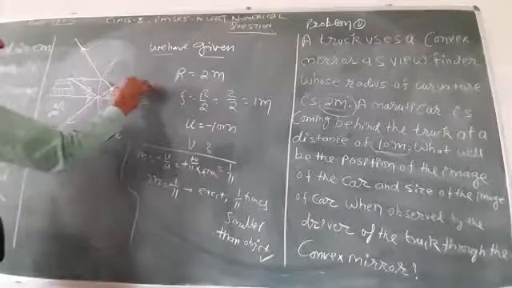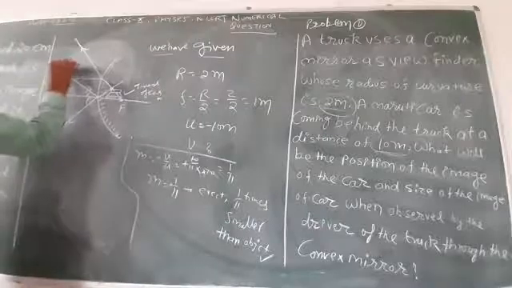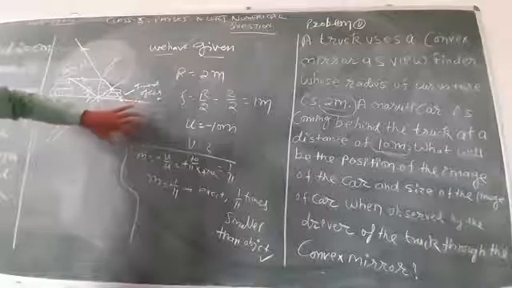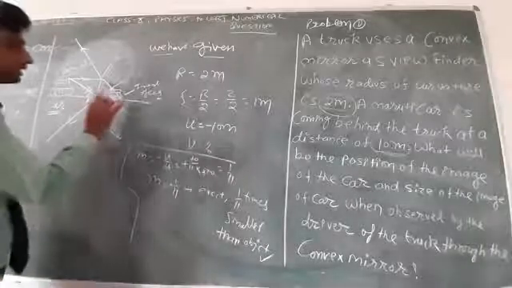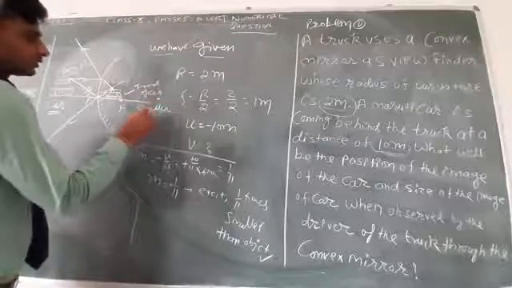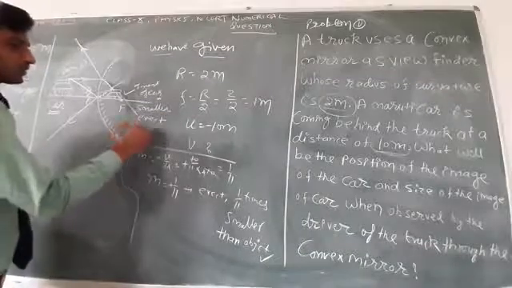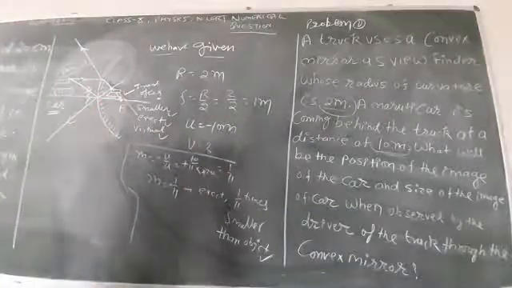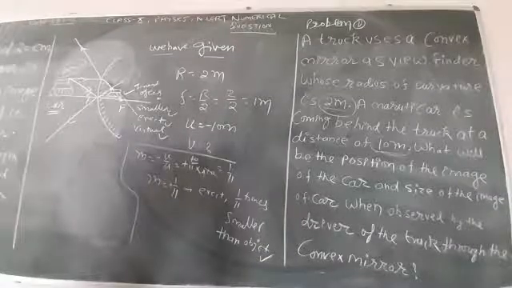This is the image of the car. This is the object car, and this is the image of the car. So by the ray diagram you can understand the image of the car is smaller than the object, smaller and erect, and this is virtual. This is the characteristic of the image. So I hope you understood. So you have to try more numericals based on this concept.